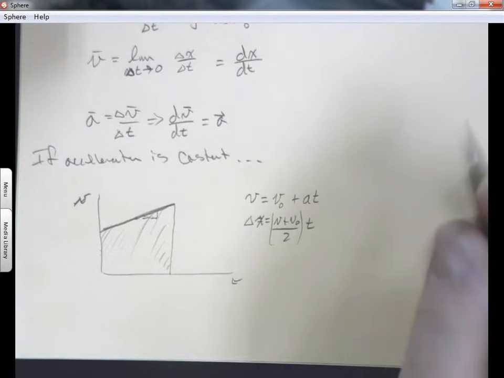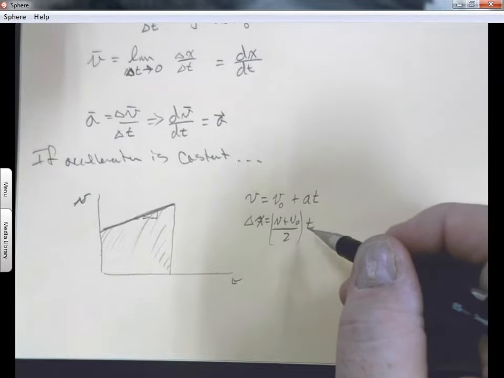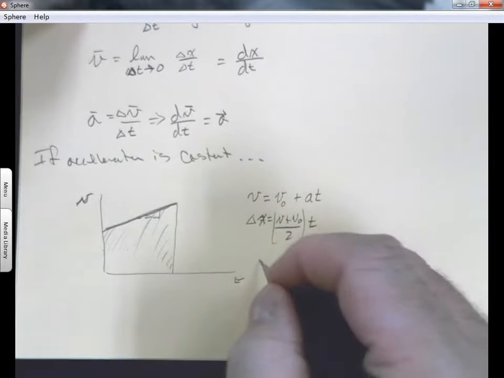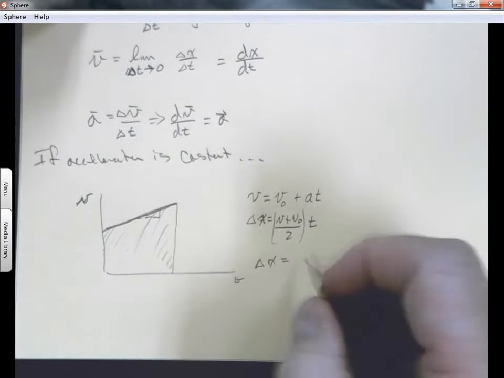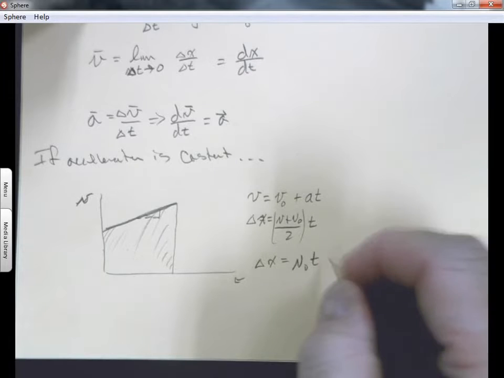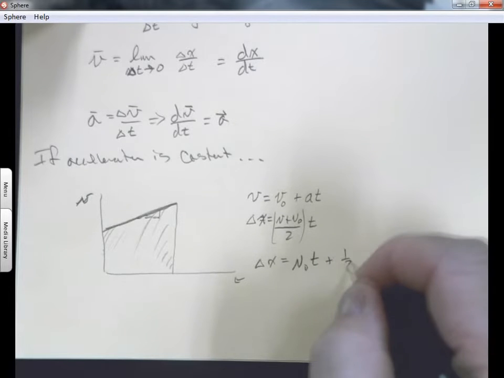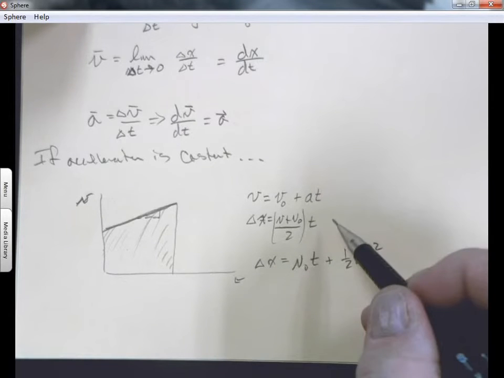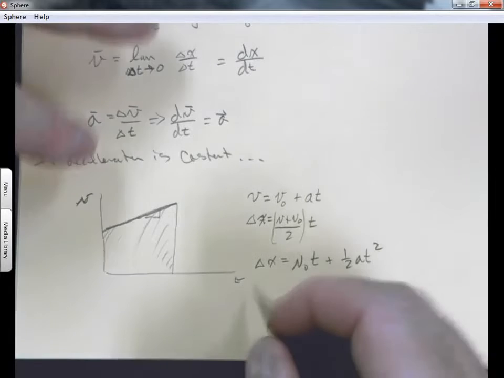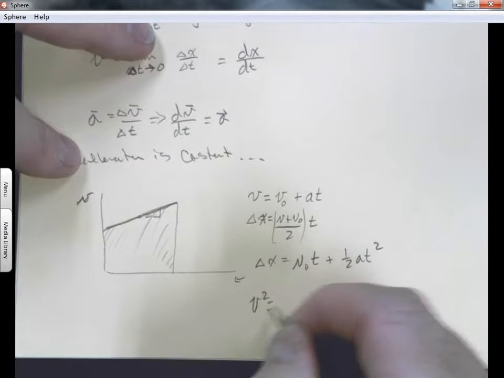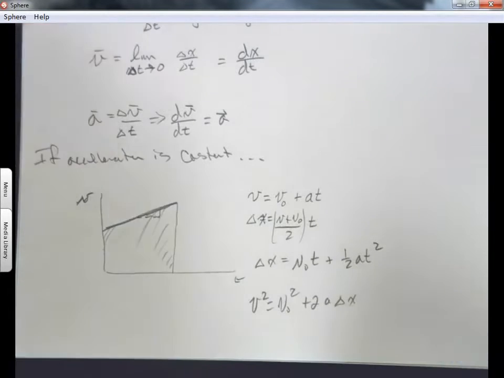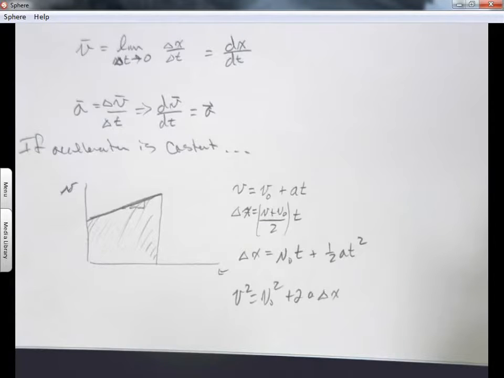Then if we substitute our v into this equation, we wind up with delta x equals v naught t plus 1/2 a t squared. And I believe if we set these two equal to each other, we wind up with v squared equals v naught squared plus 2a delta x, which is our fourth kinematic equation. So that's for linear.